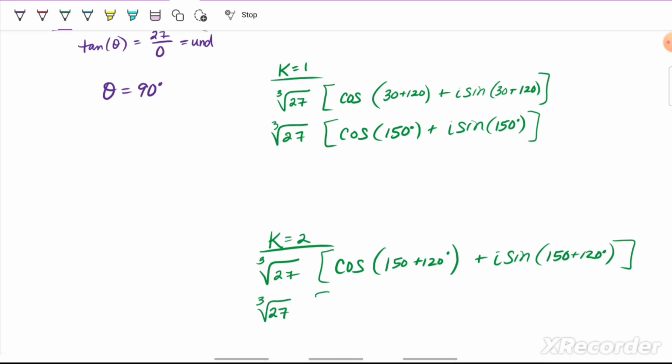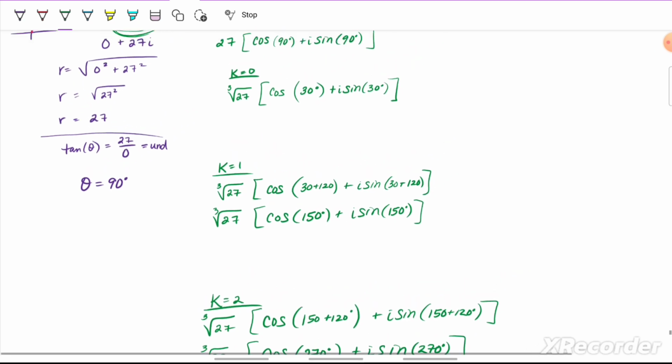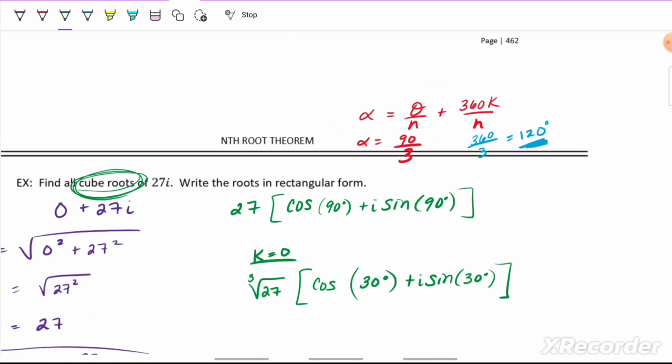So cube root of 27 times cosine of 270 plus i sine of 270. You find the first argument by just taking your original argument and dividing it by whatever root you are. So cube root, so we're going to take that 90 and divide it by 3. That gives us the argument in our first answer.